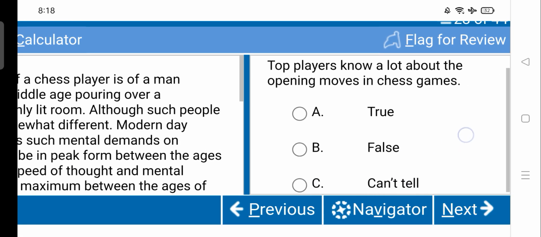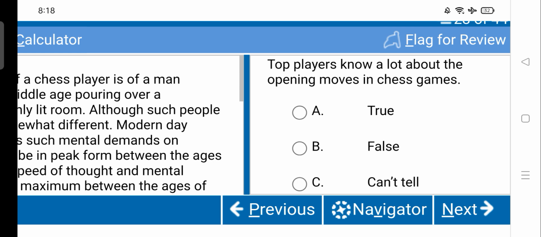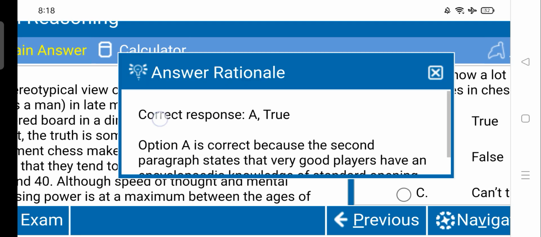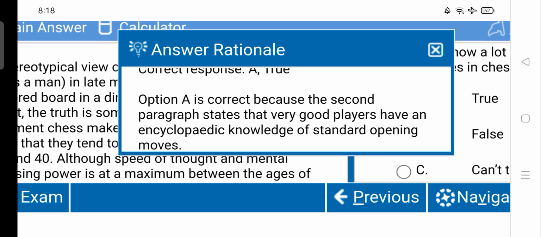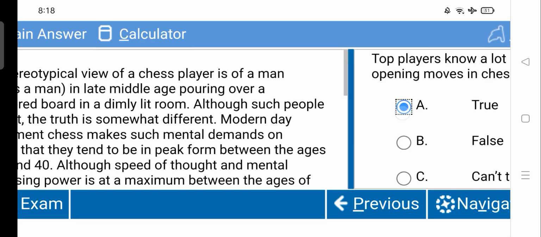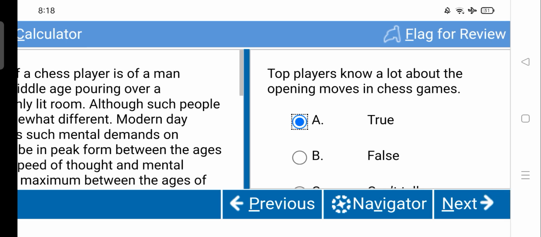Top players know a lot about the opening moves in a chess game. Option A, true. Option B, false. Option C, can't tell. So option A is correct, because the second paragraph states that very good players have an encyclopedic knowledge of standard opening moves. So here we have option A is correct, which is true.